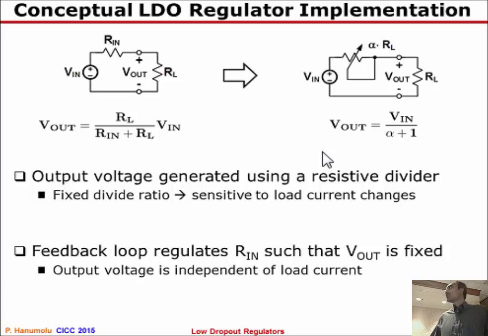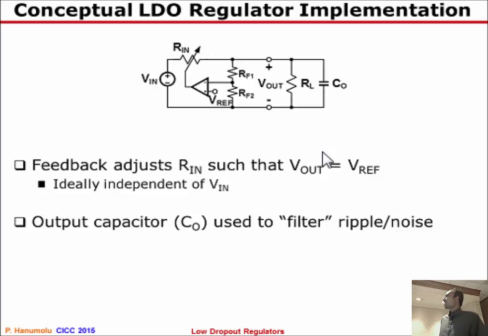You change the resistor divider, using some kind of feedback, which I'll show in the next slide, such that the output remains some fraction of the input at all input voltages. So feedback regulates it such that V out is some fixed value, fixed being some desired reference voltage. This is how almost all the LDOs are implemented.